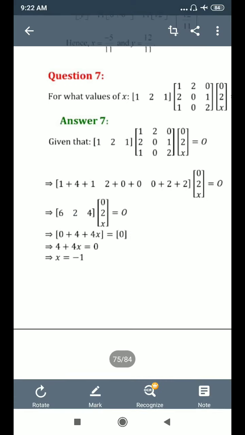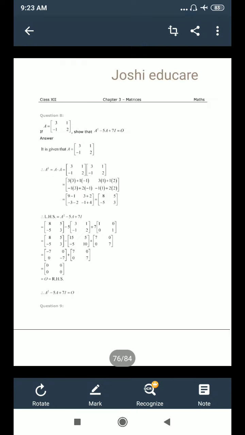At right side it is equal to a null matrix. A matrix of the same order you have to take. Okay, this null matrix will be of the same order, so it is equal to 0. In this way we can get the value of x is equal to 1.